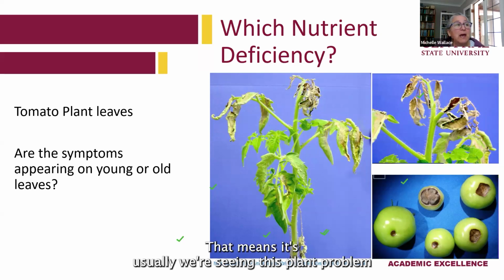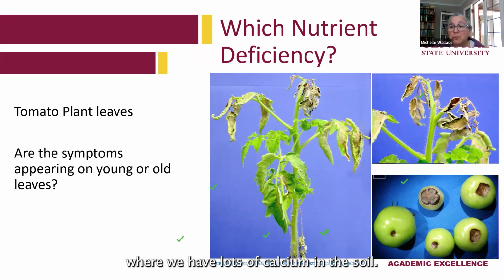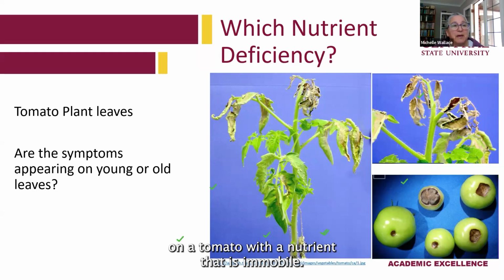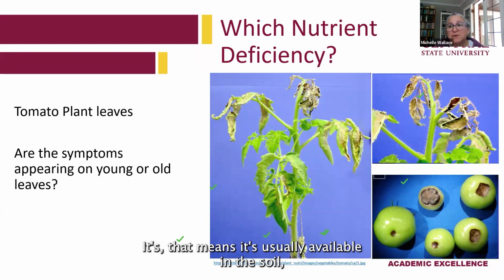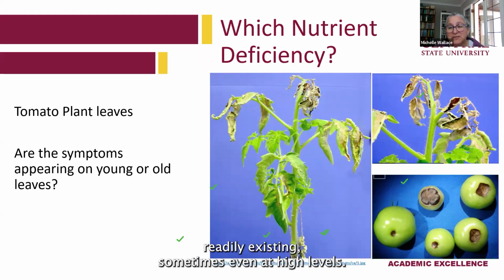Usually we're seeing this plant problem where we have lots of calcium in the soil. So why do you think we're seeing a calcium deficiency on a tomato with a nutrient that is immobile? That means it's usually available in the soil, readily existing, sometimes even at high levels. Why do you think we are seeing this problem when we know calcium is in the soil almost always? And does anyone have any thoughts on this before I tell you why?